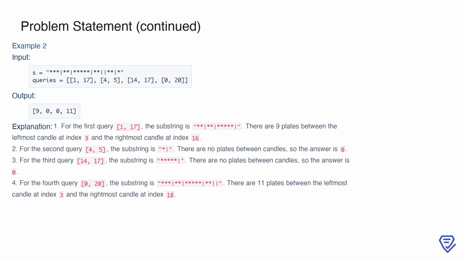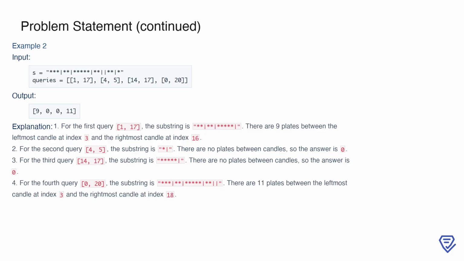Here, the input string is the second example string, and the query array is queries equals [[1, 17], [4, 5], [14, 17], [0, 20]]. For the first query, 1, 17, the substring contains plates and candles. In this range, there are 9 plates between the leftmost candle at index 3 and the rightmost candle at index 16. For the second query, 4, 5, the substring is a single plate. Since there are no plates between the candles, the result is 0.